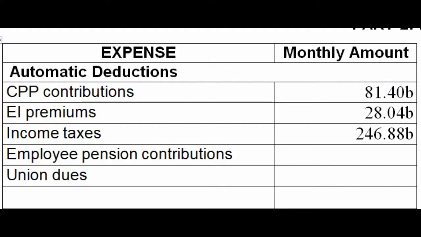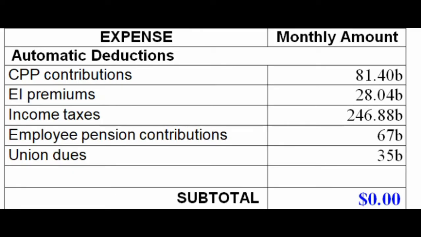Your pay stub might not have the pension contribution or union dues. That's fine. Our example did not. I'm going to add them in here just as an example. That's $67. And let's assume that there's $35 for union dues. Our software will calculate that for you automatically once you send it to us.